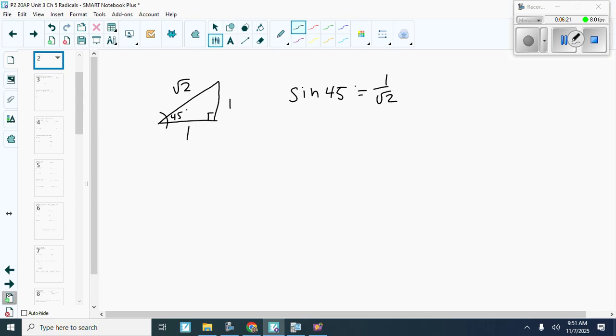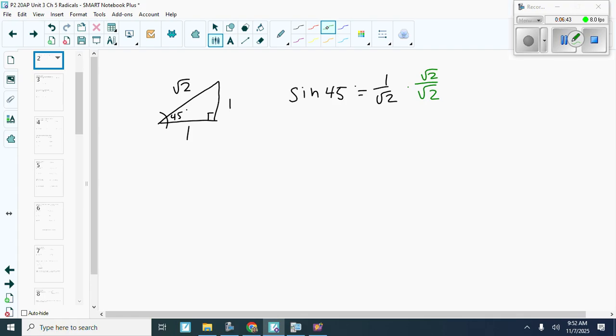We didn't stop there though. We said, no, we have to rationalize the denominator. And what that meant is we multiplied top and bottom by root 2 over root 2, because we wanted to get rid of the radical sign on the bottom. Because what's root 2 times root 2? Okay, we have two options.